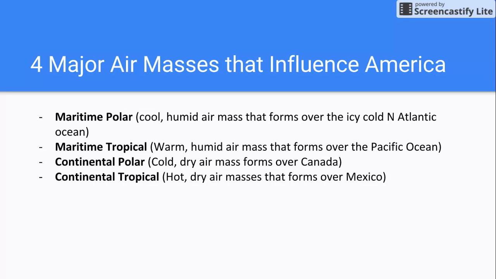If you break these things apart, you see this word maritime, and what that means is it's forming over an ocean. Continental means it's forming over a continent. You'll also notice these other two words, polar and tropical. As you have already probably guessed, polar is talking about cooler areas and tropical is talking about warmer areas. All of these are types of air masses that influence America.